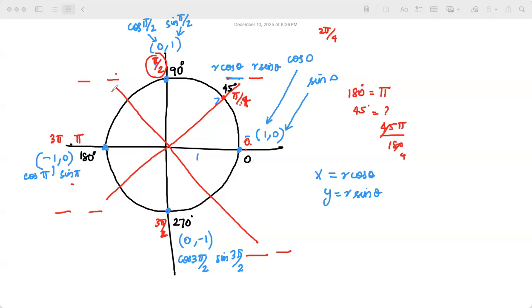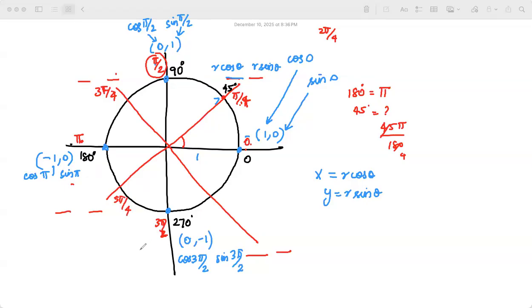Then this one is going to be what then? 3 pi by 4. This is the easiest way for you to memorize. This will be 4 pi by 4. Remember guys, that is why you call it pi. Make sense? And then this one is what? 5 pi by 4.